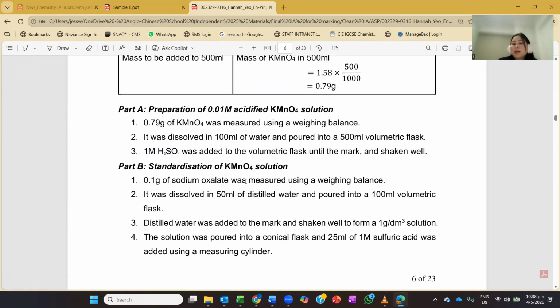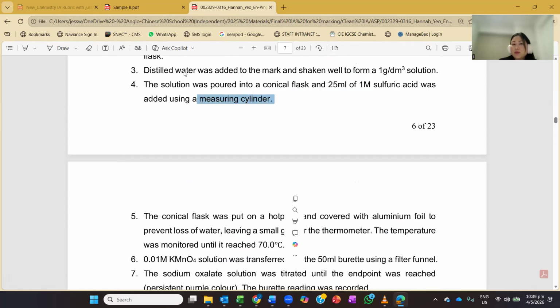So 0.1 oxalate, blah, blah, blah, dissolve in how much water, in what size volumetric flask, top to the mark, shake well. Okay, then add how much? Add 25 ml sulfuric acid, blah, blah, blah. And even tell me what to use to measure the 25 ml. So you can say use a measuring cylinder. Okay, these are things that you can write.